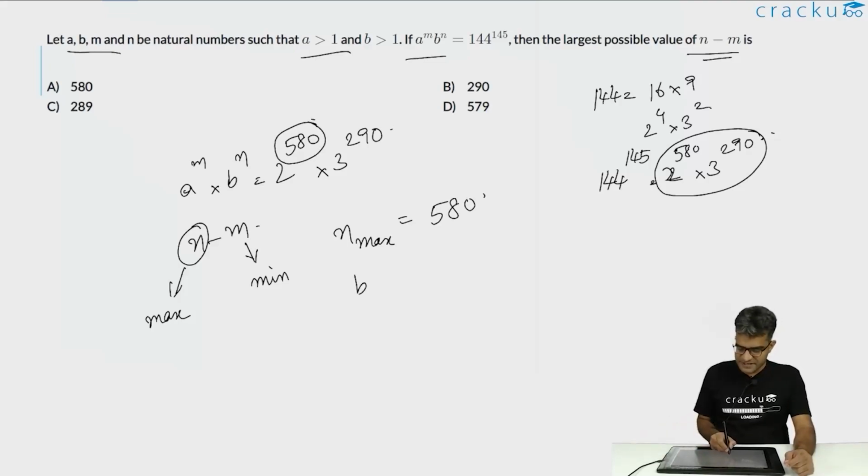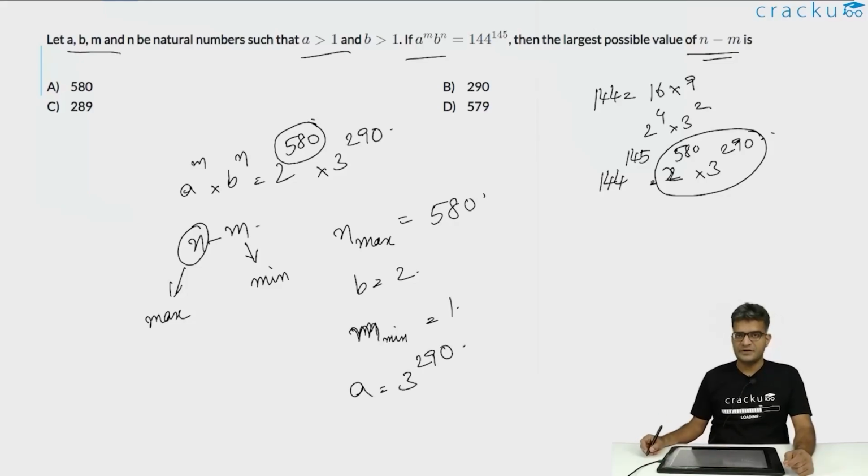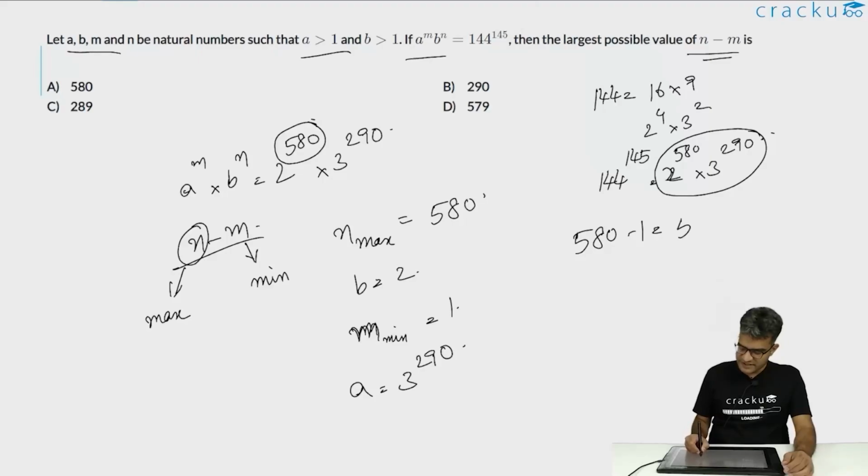This will happen when B is 2. And what is the minimum value of M? The minimum value of M will be equal to 1, and this will happen when A is equal to 3 to the power 290. Therefore, the maximum value of N minus M will be 580 minus 1, which is equal to 579.